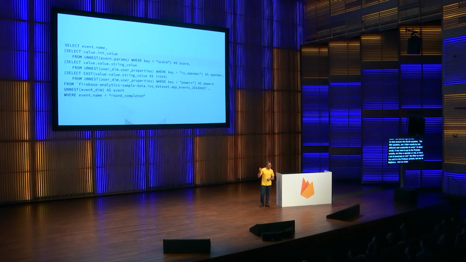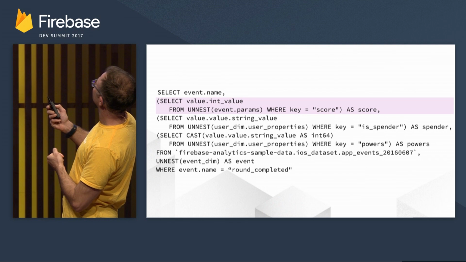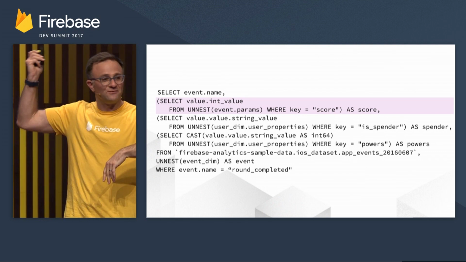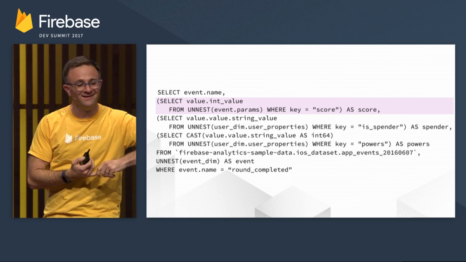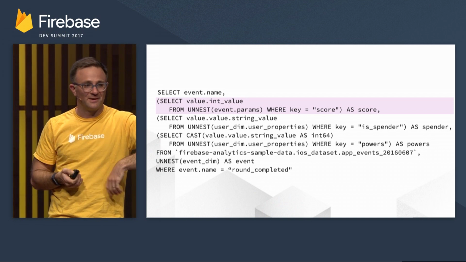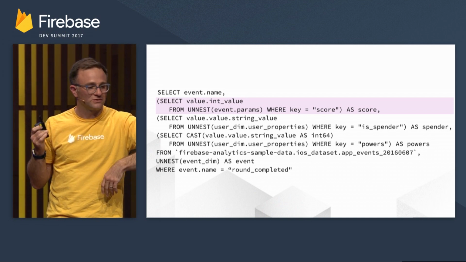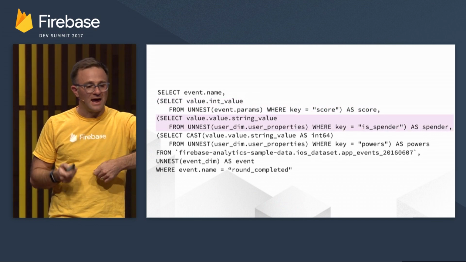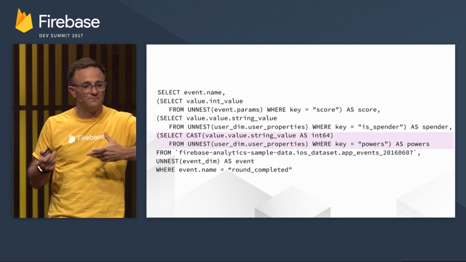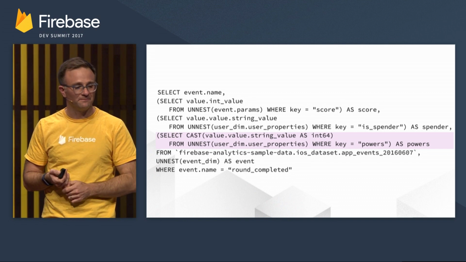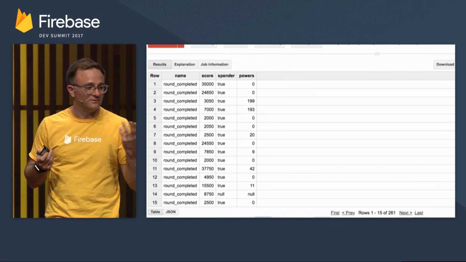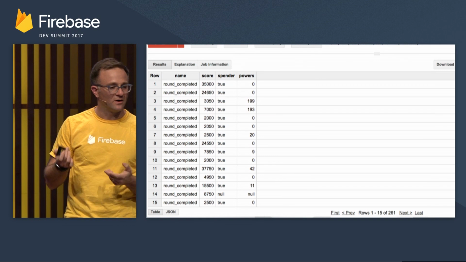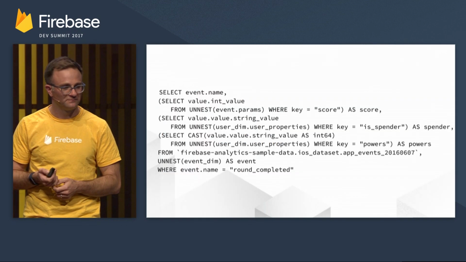So here, if you can see the highlight there, I'm highlighting that second line where I'm grabbing the score parameter, right, the int value from the score. And then I'm also grabbing, are they a spender or not? And then, how many power-ups do they have, both of which are being stored as a user property. And I end up with results that look something like this. I can see their score, are they a spender? How many power-ups do they have?